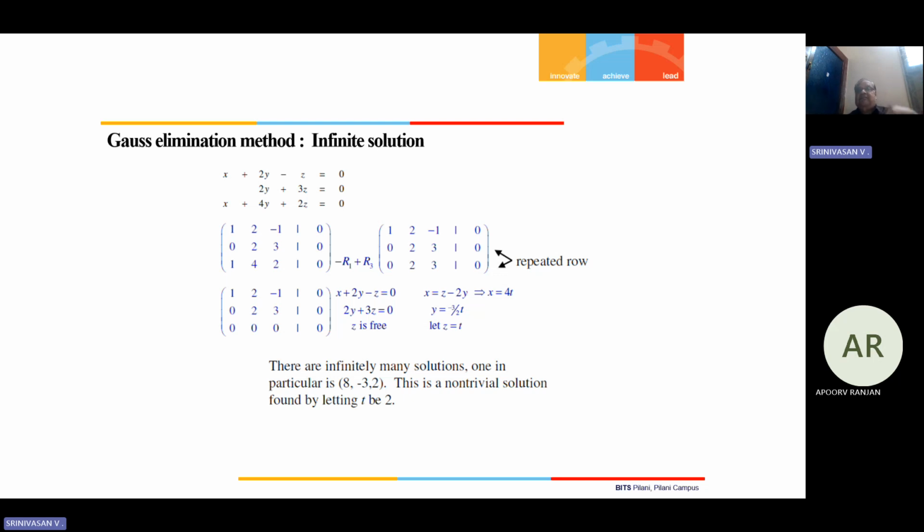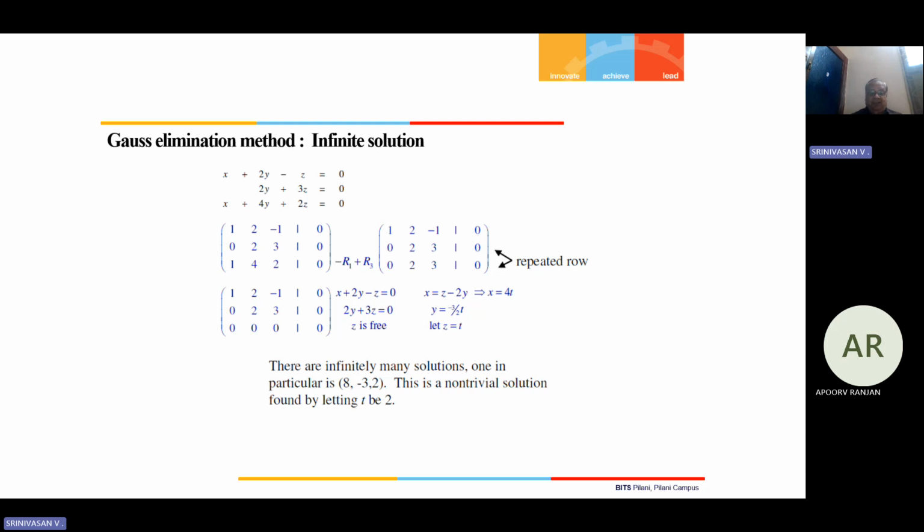So whatever value you give to t, don't give 0, because if you give 0, you get the trivial solution. Any non-zero value, you get corresponding values of y and x, so that you will be able to generate as many solutions as possible. So you are getting infinitely many solutions.